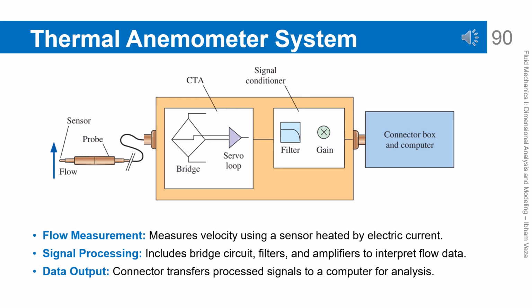A thermal anemometer system measures flow velocity using a sensor heated by an electric current. The system includes bridge circuits, filters, and amplifiers to process the signal. The processed signal is then sent to a computer for analysis. Its operating principle is based on convective heat transfer from the sensor to the fluid. This instrument is widely used in flow research and aerodynamics.